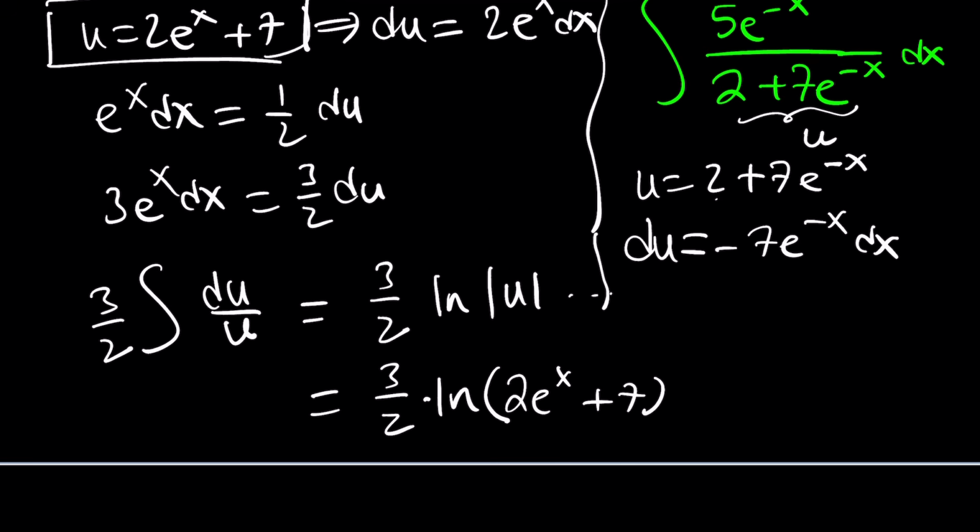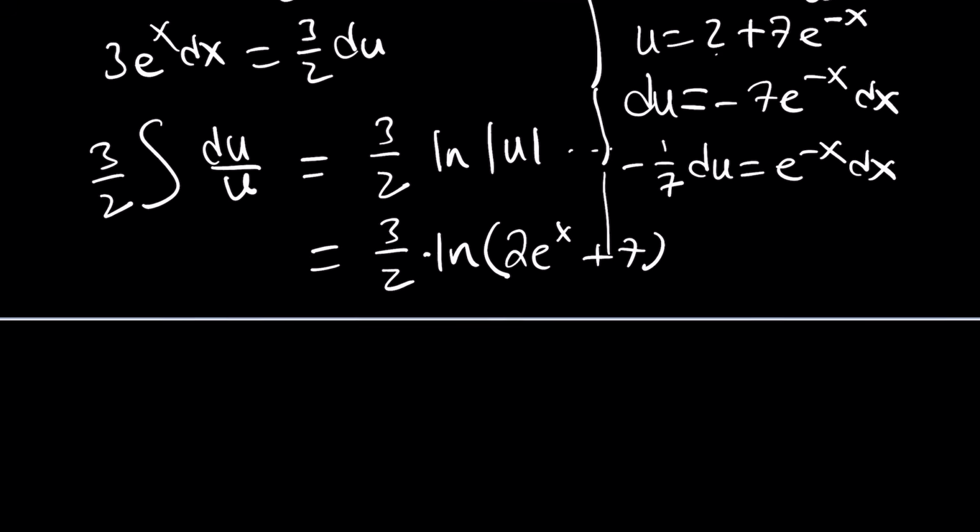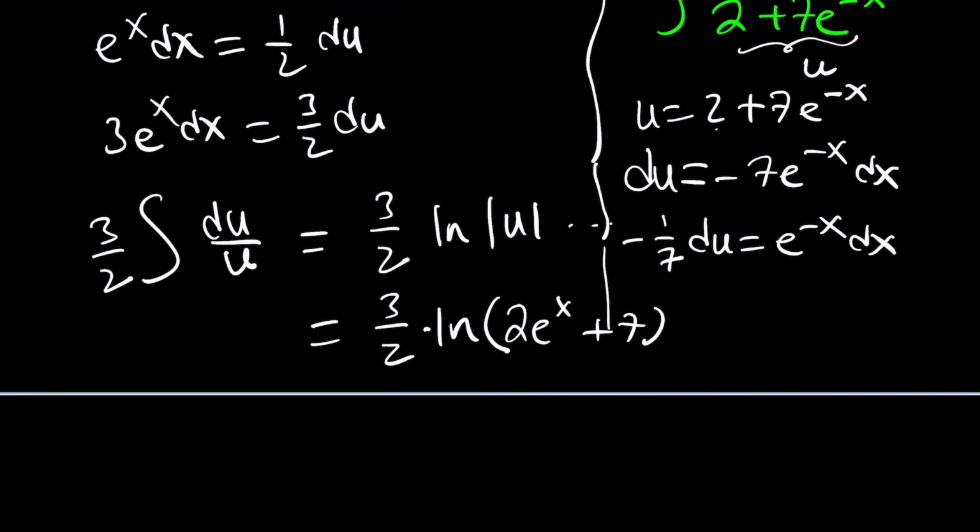The derivative of negative x will bring an extra negative 1, okay? Do we have that in the numerator? Nope, we have 5. So let's go ahead and multiply by negative 1/7 first to get that. And then multiply by 5, or you can just totally plot 5. It's totally up to you.